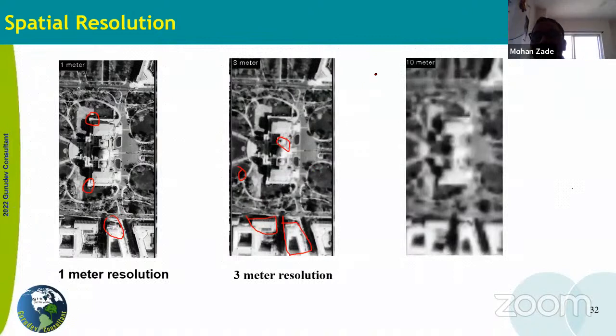But when you go to the 10 meter, you can hardly recognize the feature, but you still can recognize, yeah, there is some feature, man-made features like this, you can identify. So this is how the spatial resolution varies. With finer resolutions, you will have more clarity. At the same time, the data processing will take much more time. So it is always advisable to choose your spatial resolution in such a way that suits your project requirement or modeling.